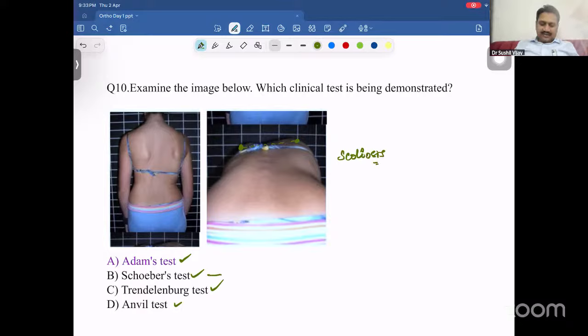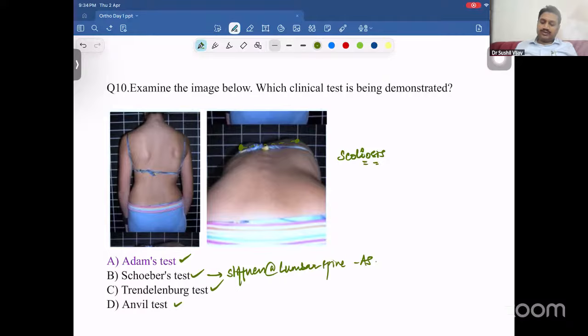और ये Schober's किसके लिए करते हैं? Why are we doing Schober's? It is done for checking the stiffness at the lumbar region, right? For what condition? Lumbar spine. It is for ankylosing spondylitis, right? That is for ankylosing spondylitis.